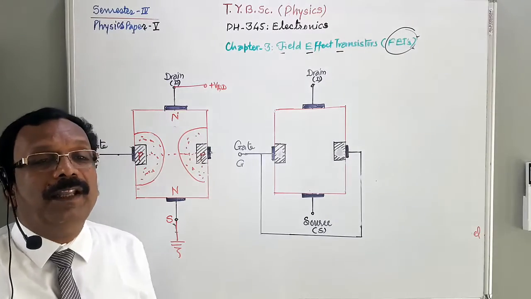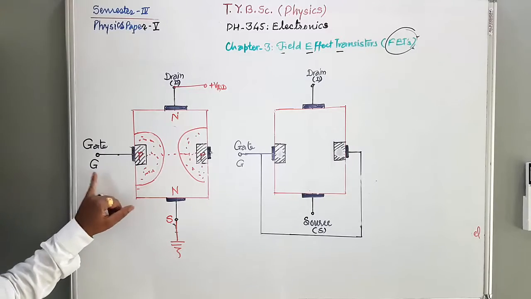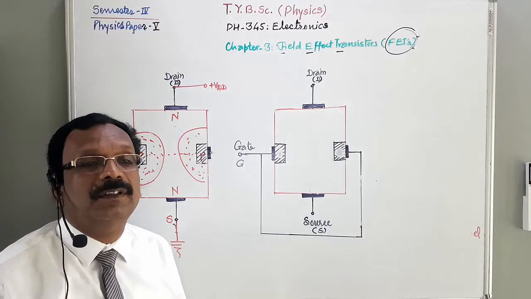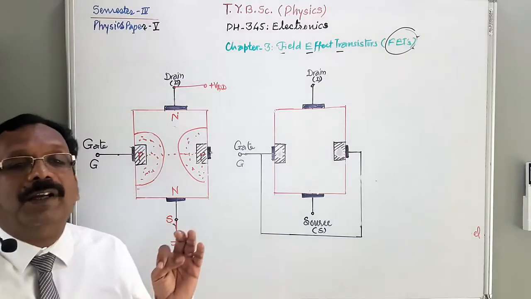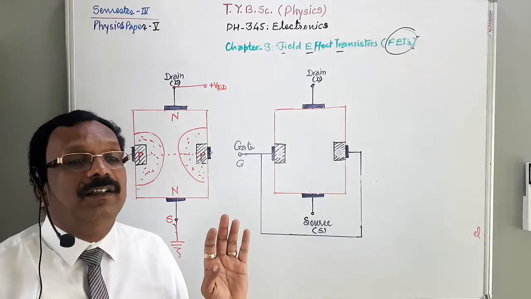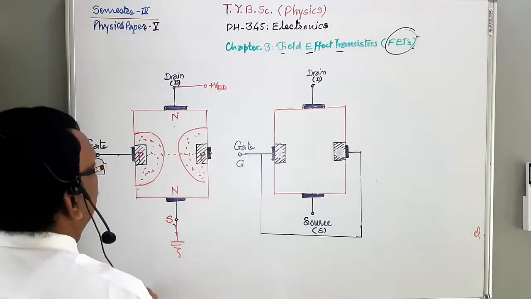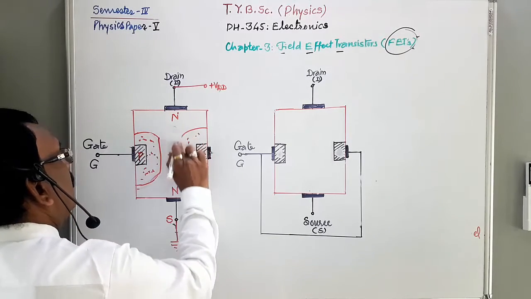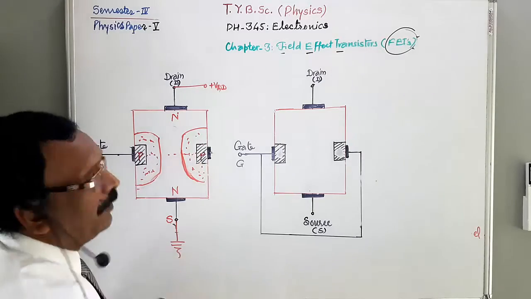When there is no applied voltage, suppose here the applied voltage is not given, what happens? When there is no applied voltage between the drain and source, the depletion region is symmetrical, like this. Symmetrical.